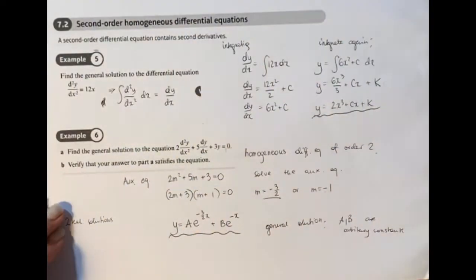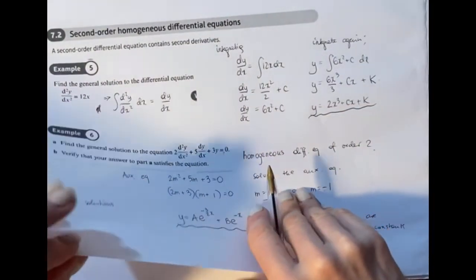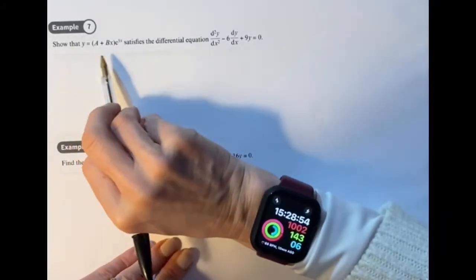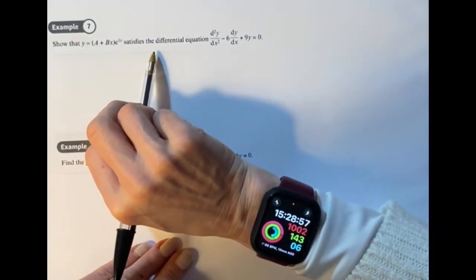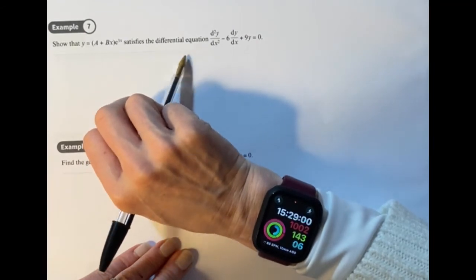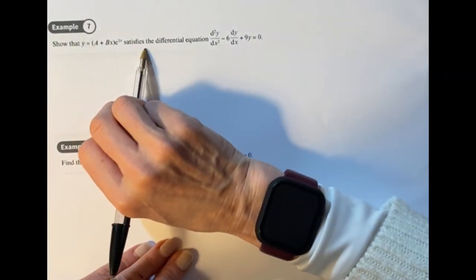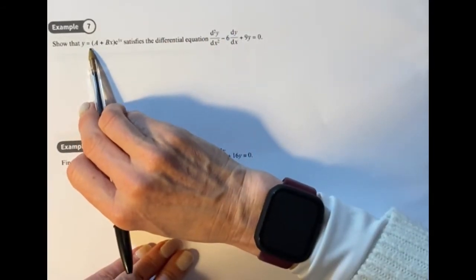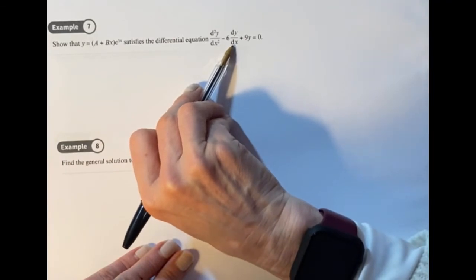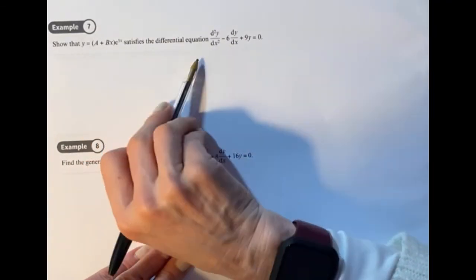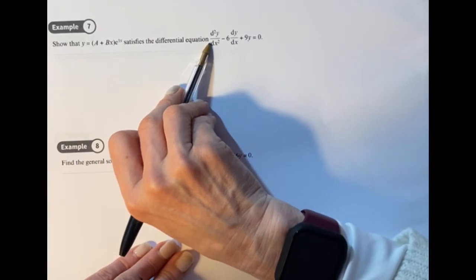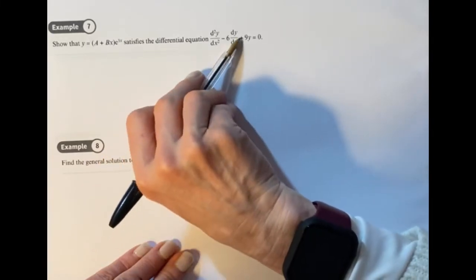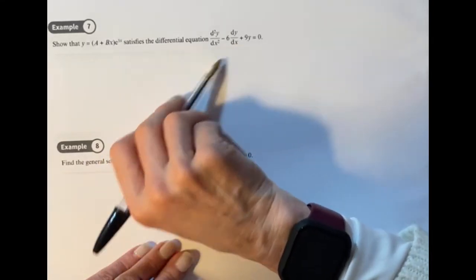So the next example, example 7. Here we have to show that y equals a plus bx e to the power 3x satisfies the following differential equation. When it asks us to show it, they're not asking us to solve this. What we're going to do is differentiate it once and substitute it into the equation, and differentiate it twice to obtain the second derivative, and obviously substitute both into the equation and show that everything nicely cancels out to become 0.